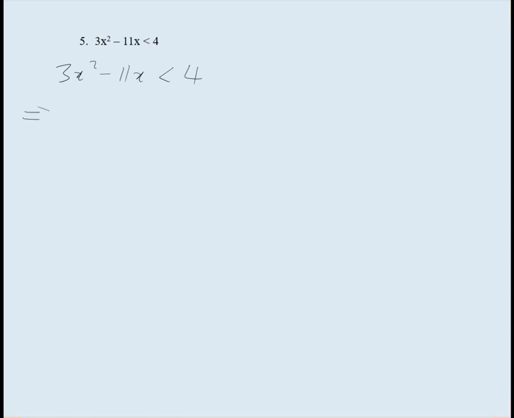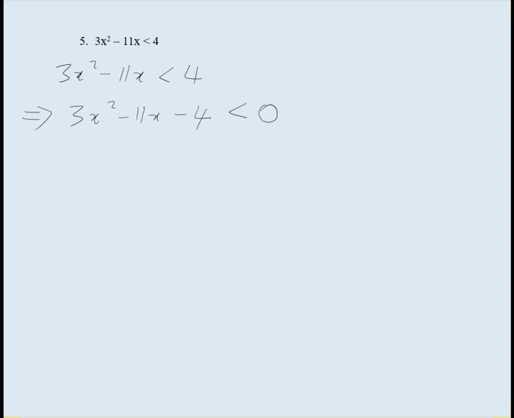So let's get 0 on the right hand side. Let's subtract 4 from both sides. So we end up with 3x squared minus 11x minus 4, and on the other side, 4 minus 4 is 0. So this is our inequality.